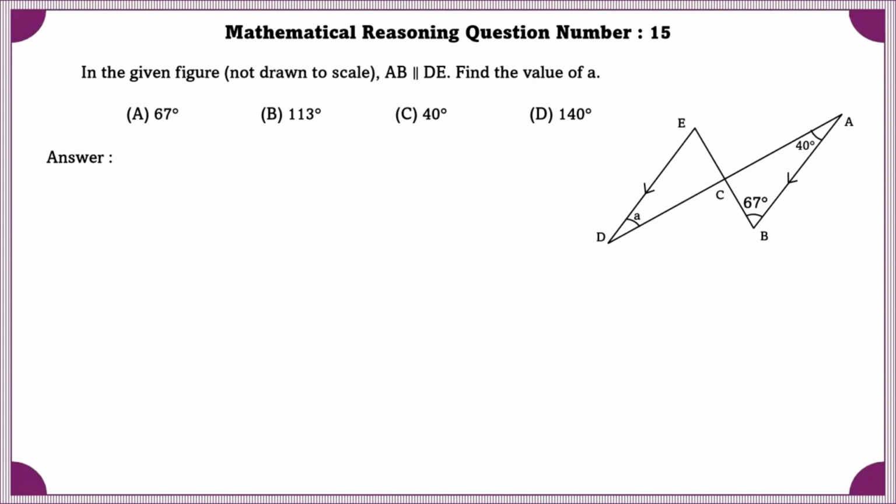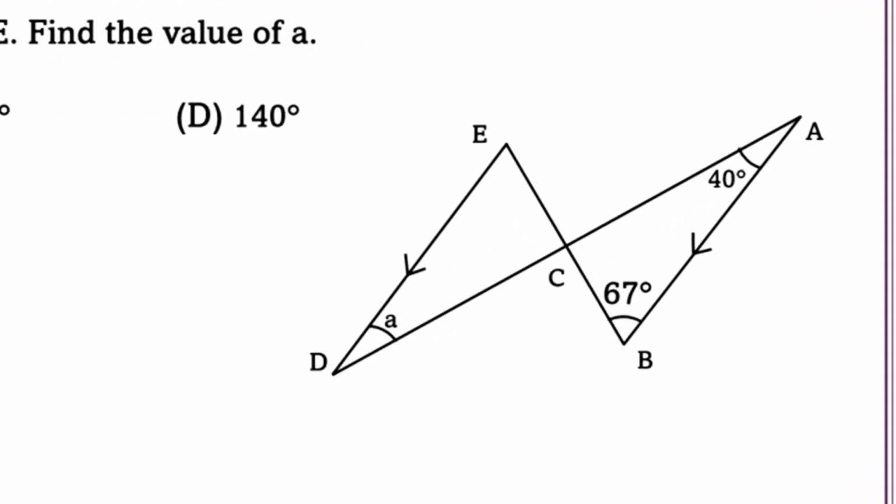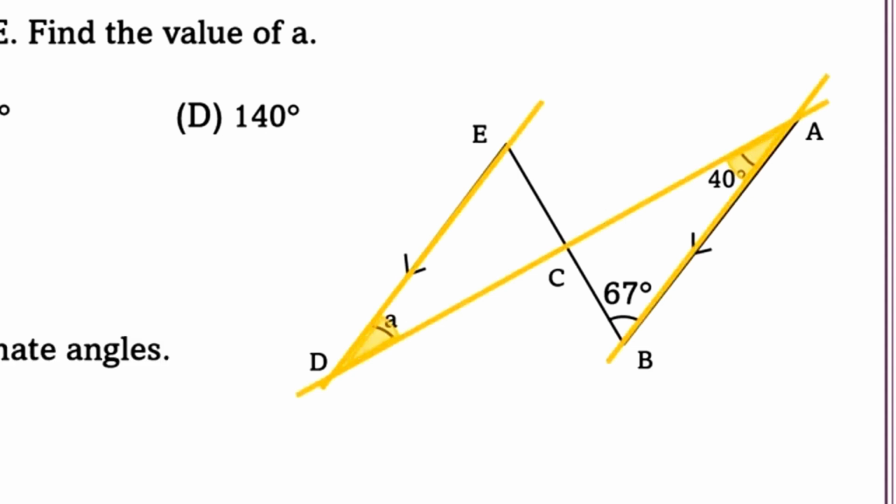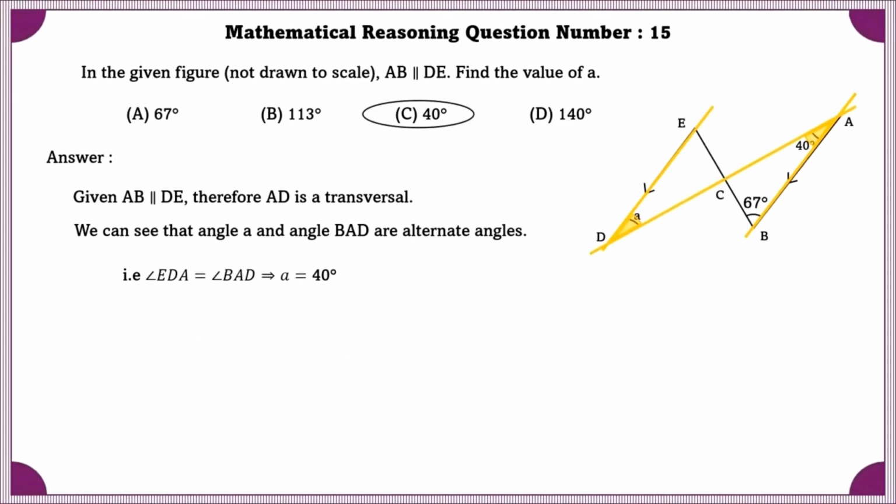Mathematical reasoning question number 15. In the given figure, not drawn to scale, AB is parallel to DE, find the value of A. Given AB is parallel to DE, therefore AD is a transversal. We can see that angle A and angle BAD are alternate angles. That is, angle EDA is equal to angle BAD, that is A, which is equal to 40 degrees. Which implies A is equal to 40 degrees.